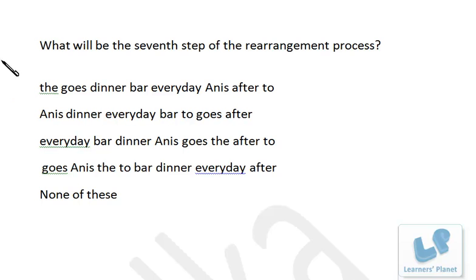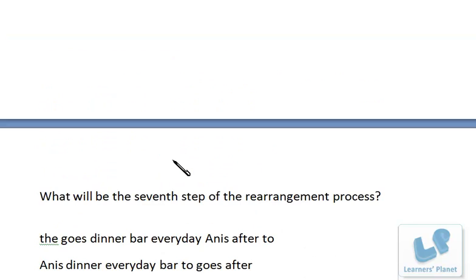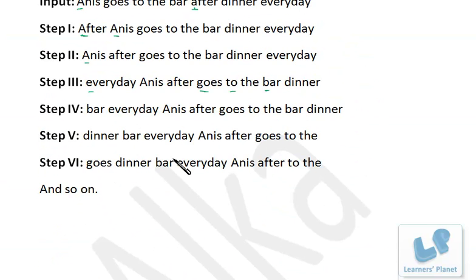Now friends, in this question, what will be the 7th step of the rearrangement process? See, till the 6th step we have already done. Just let me show you. Okay, so we have to find out the 7th step. So let's see what is happening till here. Here first of all bar is coming, then dinner, and then goes. After that the turn is of the and to, right? So according to the dictionary, the should come first. So in the next step, the should come at the first place and the remaining sequence will be the same.